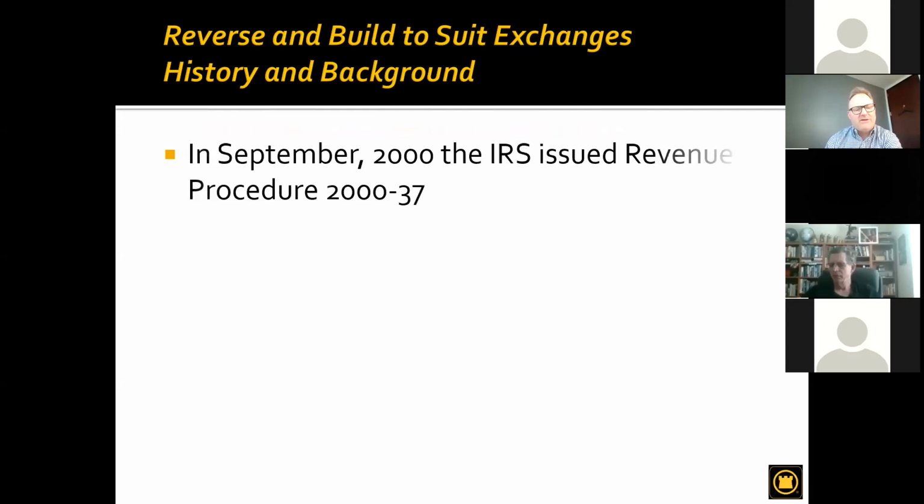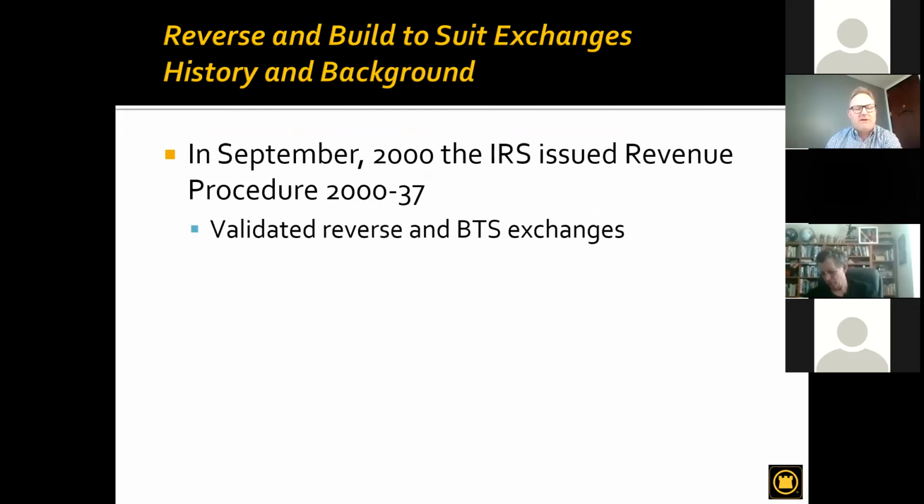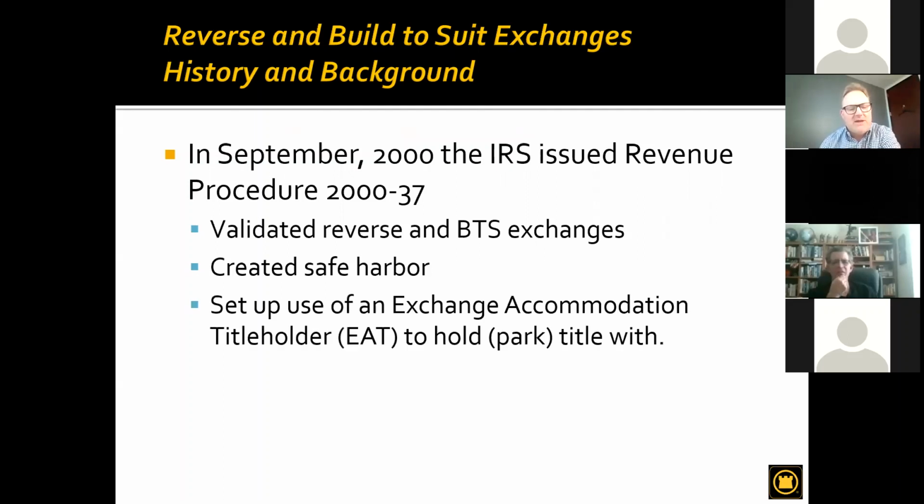Little bit of history on these. We got guidance from the IRS in 2000 when they issued Revenue Procedure 2000-37. And what this did was it basically gave the IRS a stamp of approval on these types of transactions. Now, what they created was a safe harbor for investors to use when they were doing these types of transactions. And the thing that they gave us in this revenue procedure was this exchange accommodation title holder.